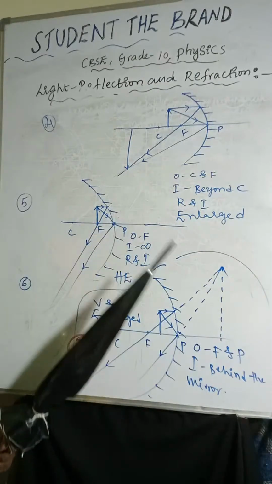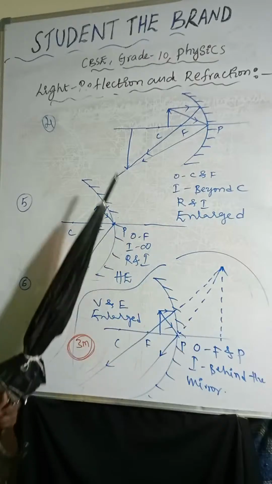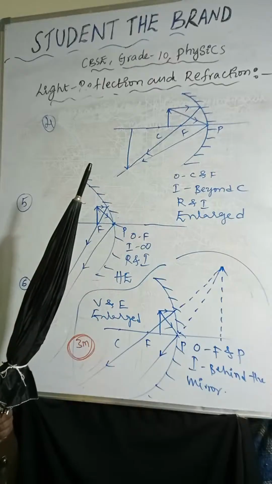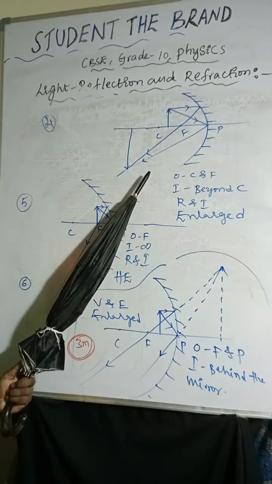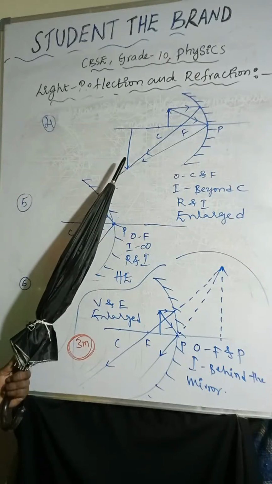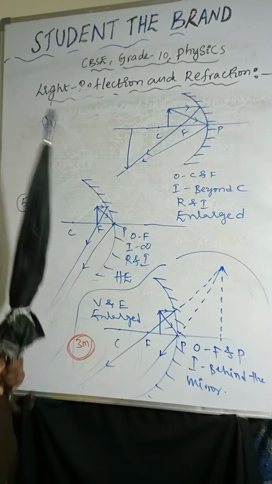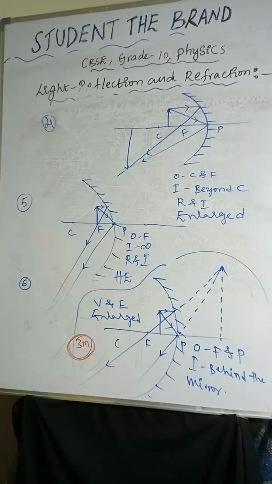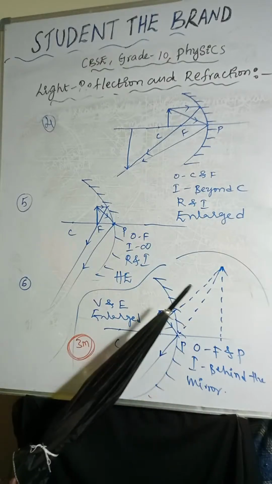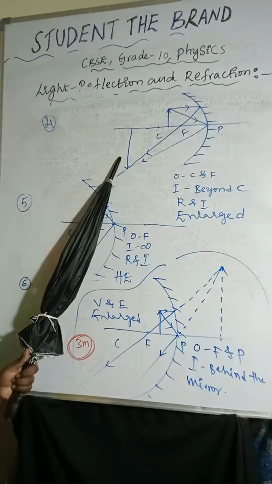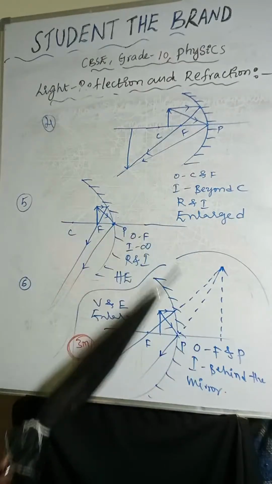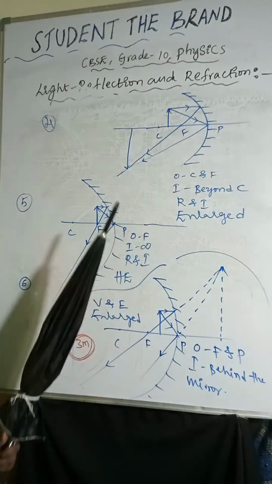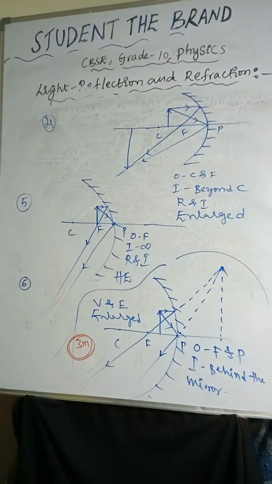And what is the position of the object, what is the position of the image, and the nature they mention anyway. Real, inverted, and enlarged in the fourth case, virtual, erect, and enlarged in the last case, the sixth case. So these two cases are very important. Make sure that you practice these two diagrams. Compulsorily you must practice these two diagrams.